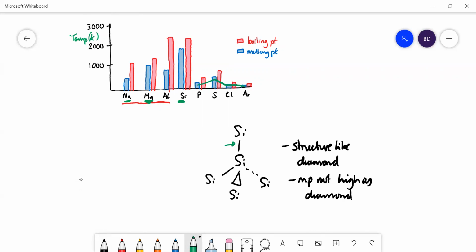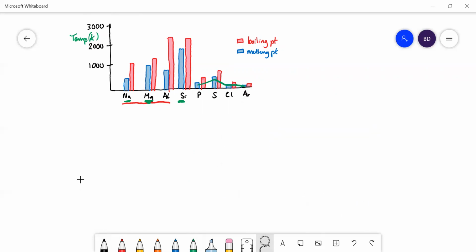Right, now let's get on to phosphorus to argon, which has this interesting trend in melting points. If we look here, just draw it here. Phosphorus is there. It goes up for sulfur, goes down to chlorine below the level of phosphorus, and then it goes down again to argon. Right, what causes that?